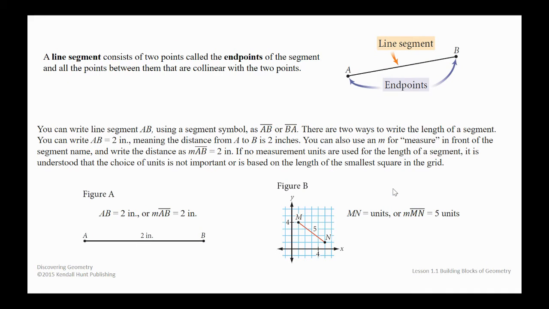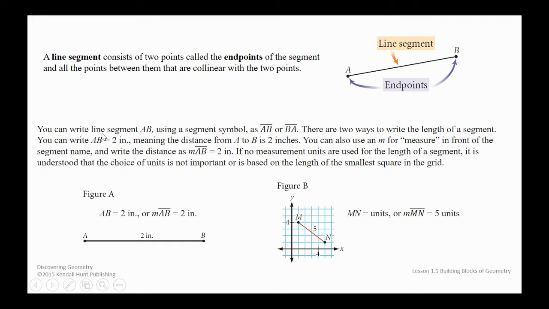Okay, next up, we've got the word line segment. This is probably what most of you are thinking when you hear the word line, but in geometry, that thing is called a line segment. Basically, a line segment is the piece of a line between two of what we call endpoints. So they've got a point A and a point B as the endpoints. The line segment is everything in between.